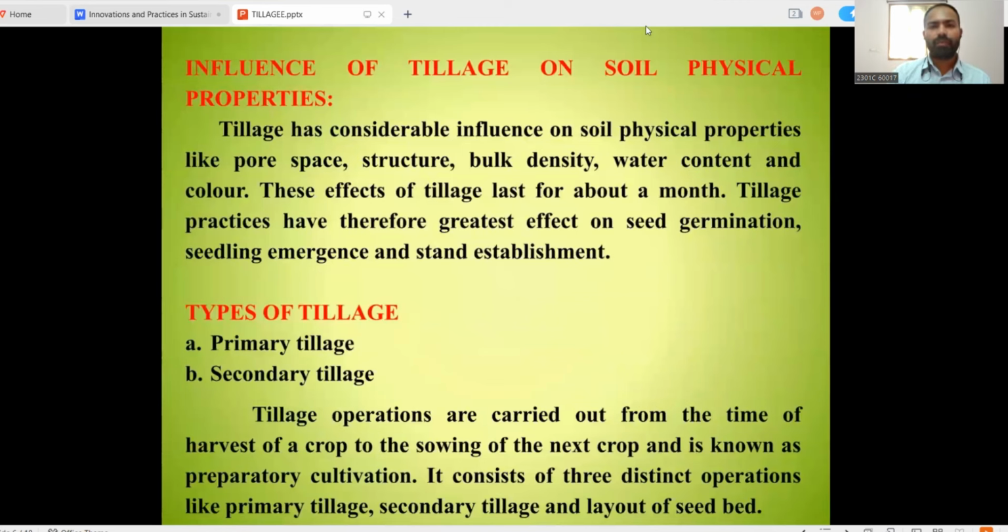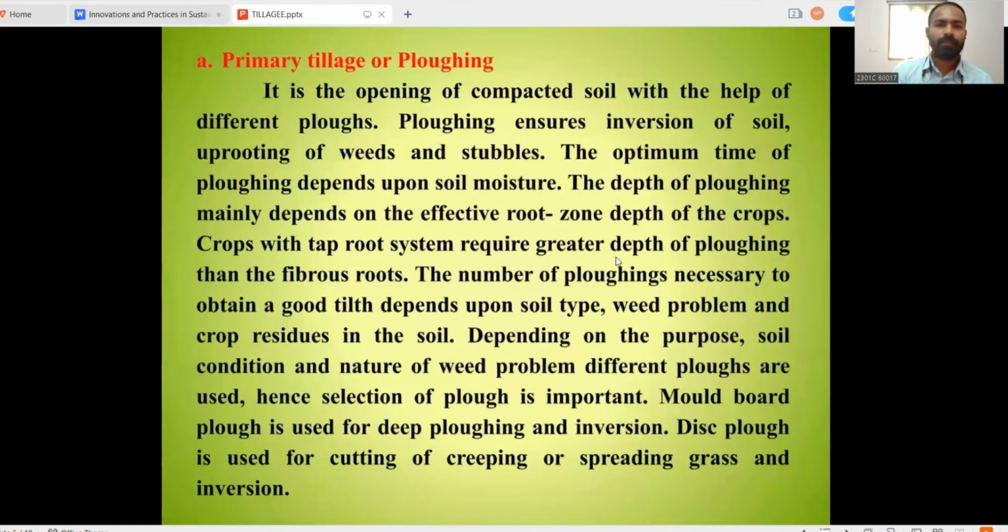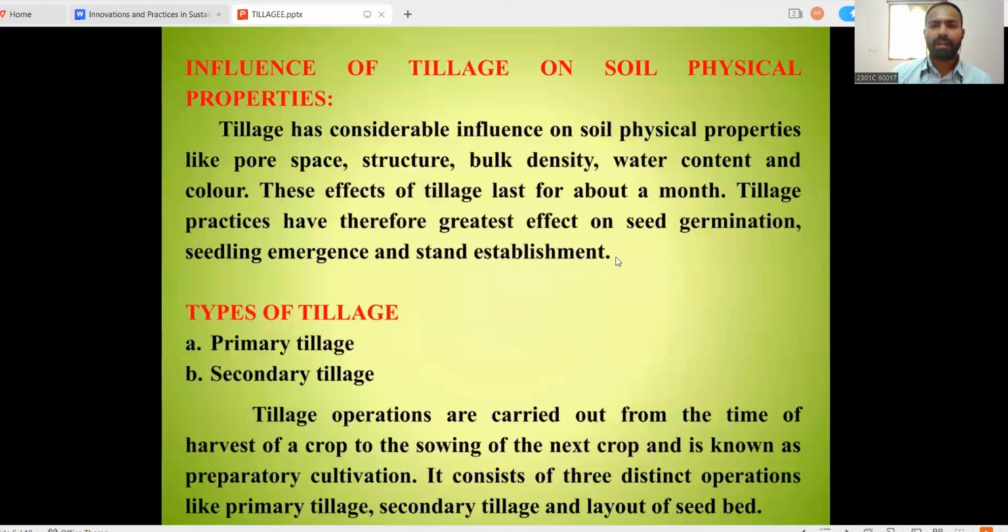Influence of tillage on soil physical properties. What is the influence of tillage? How are soil physical properties influenced by tillage? Tillage has considerable influence on soil physical properties like pore space, structure, bulk density, water content, and color. This effect of tillage lasts for about a month. Tillage practices therefore have the greatest effect on seed germination, seedling emergence, and stand establishment.